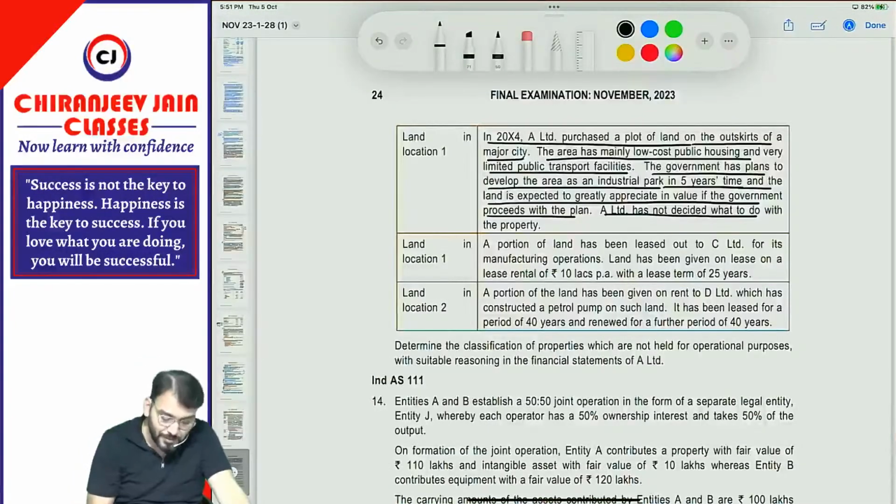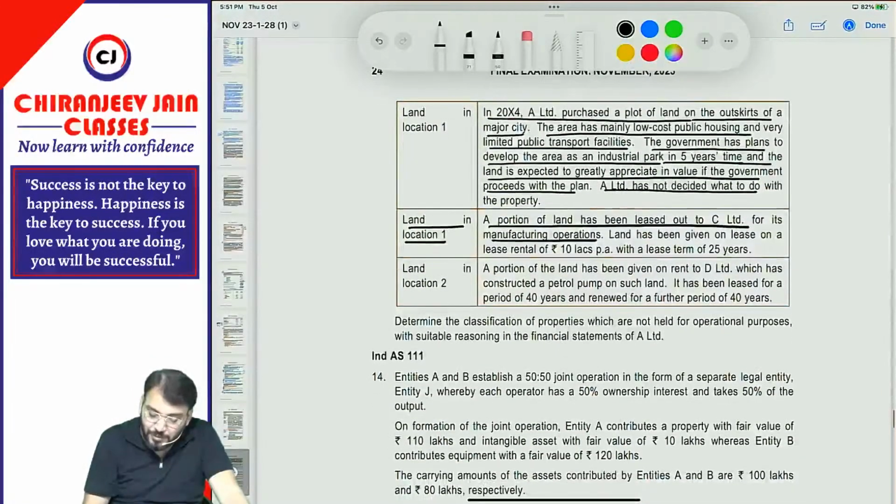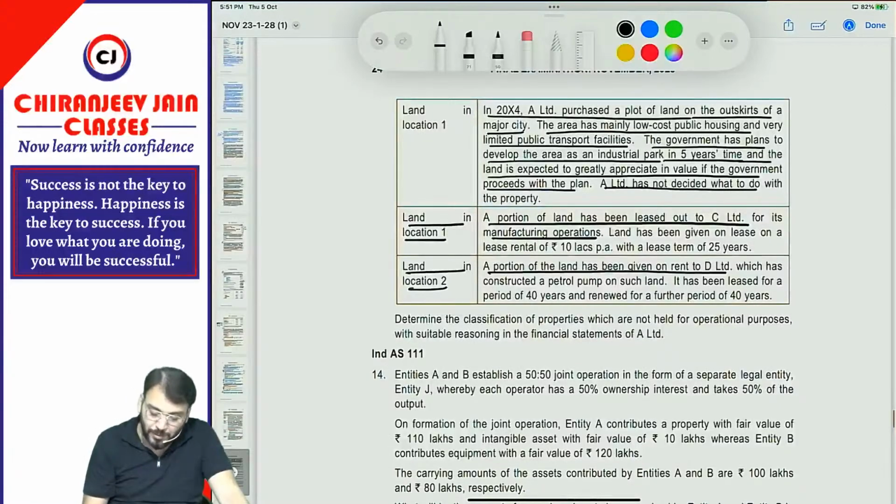Very easy. Then land in location 1. A portion of land has been leased out to C Limited for its manufacturing operation. It is classified as held for earning rental income. So classified as what? Investment property. Land in location 2. A portion of land has been given on rent to D Limited. This is also classified as investment property.